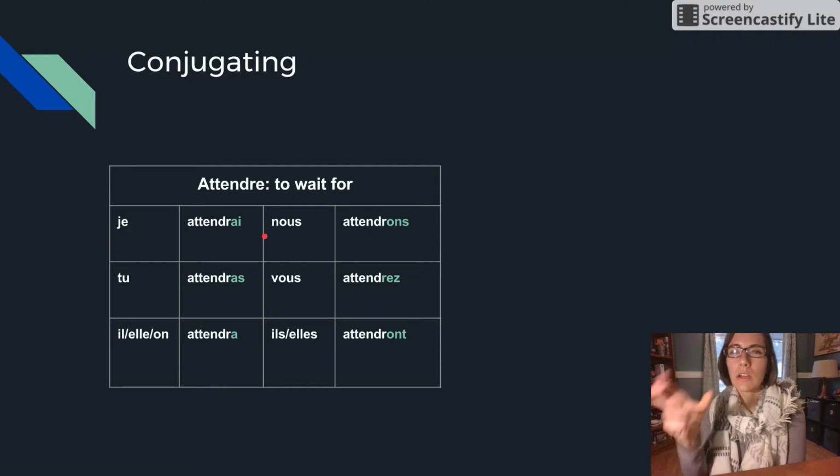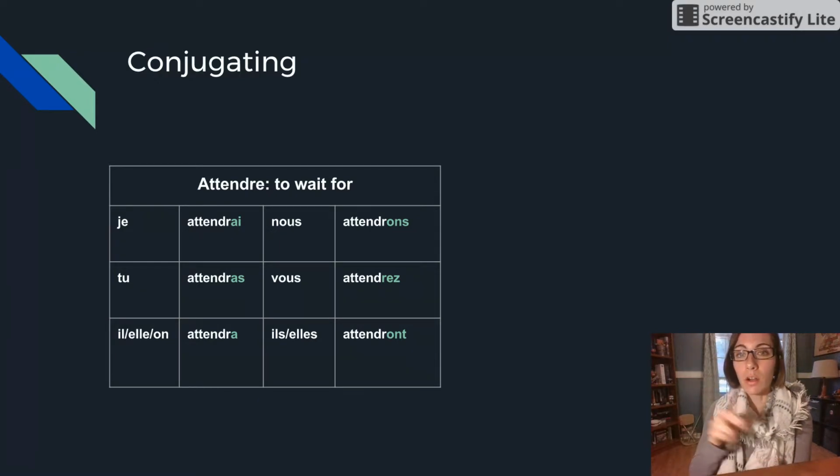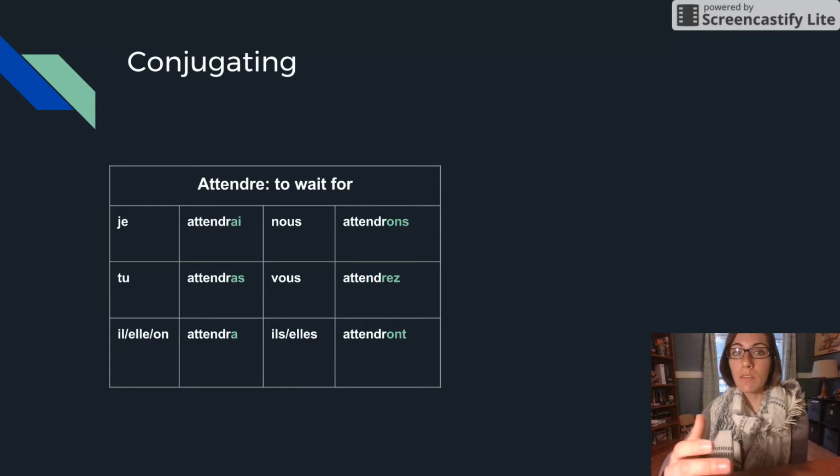You'll have that R sound before the ending always, because the ER and the IR verbs already end in an R. And for REs, you get rid of that E at the end of the infinitive, and it then ends with an R. So we'll have rai, ras, ra, rons, rez, ront. Those are what all endings should sound like in the futur simple, even the irregulars.